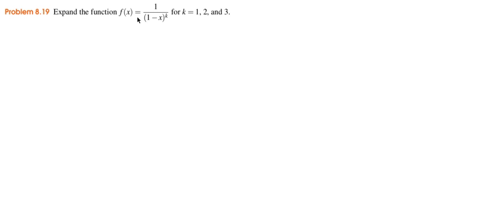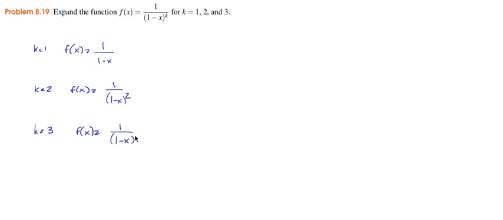8.19. Expand the function f of x equals 1 over (1 minus x) to the k for 3 different values of k. So let me write the functions first. For k equals 1, we have f equals 1 over 1 minus x. For k equals 2, we have f is 1 over (1 minus x) squared. And for k equals 3, we have f is 1 over (1 minus x) cubed, right?